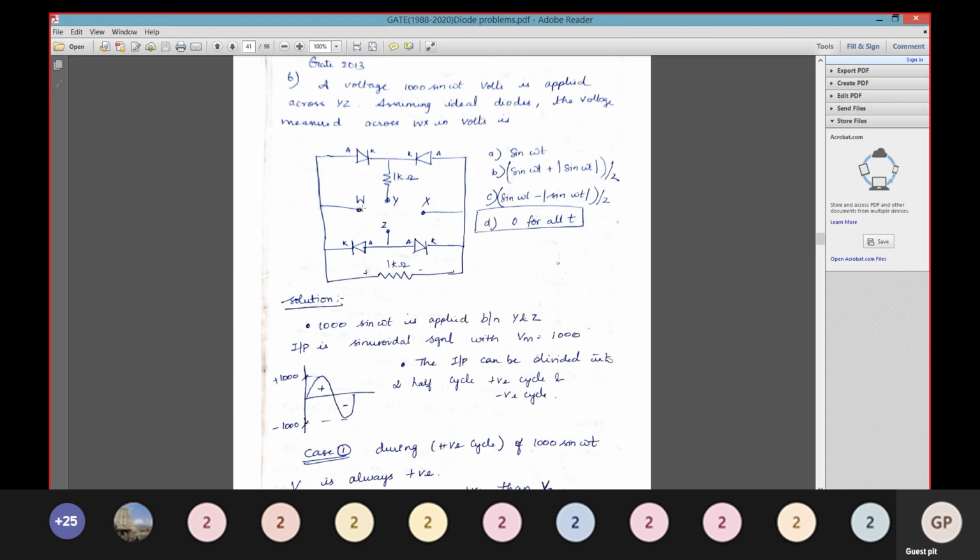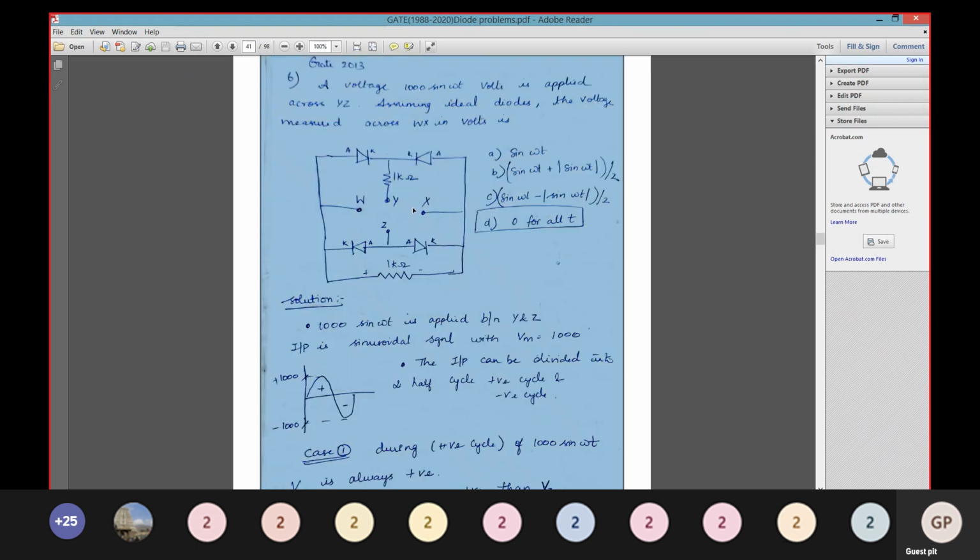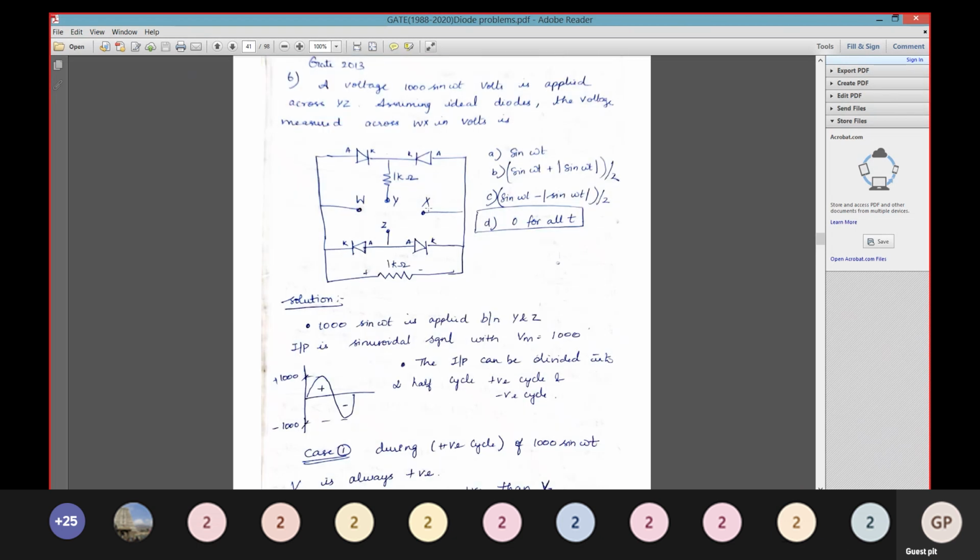Okay, what is the question? The voltage across the W point and this X point. What is the voltage? So the options are: A, sin omega t plus mod sin omega t, the whole by 2; C, sin omega t minus mod sin omega t, the whole by 2; and D is 0 for all time. Okay, very easy question.